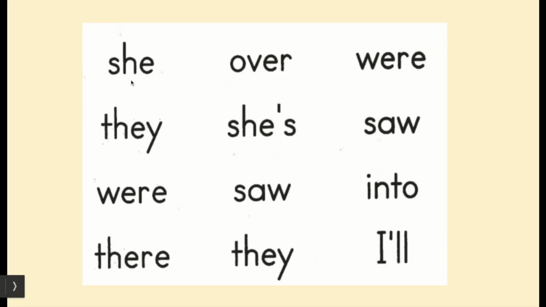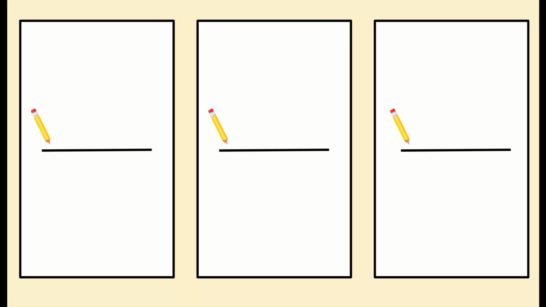Ready? She, over. Were. They. She's. Saw. Were. Saw. Into. There. They. I'll. Now let's spell three of those words.